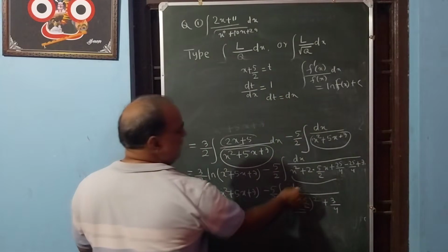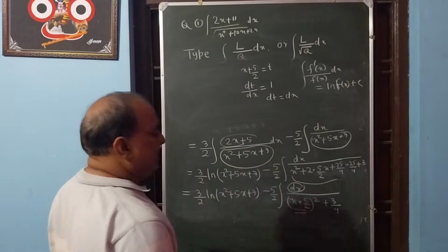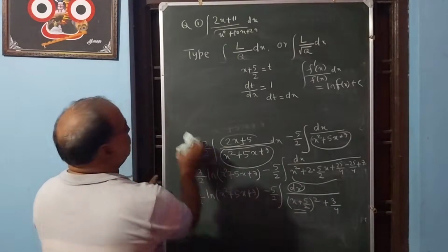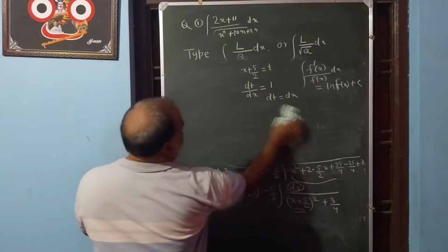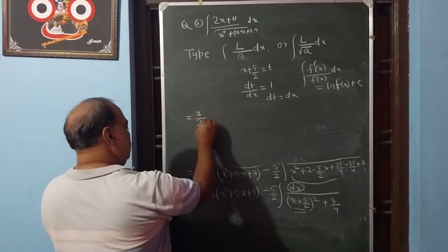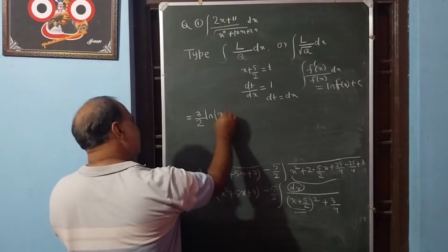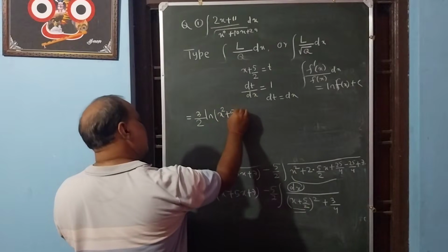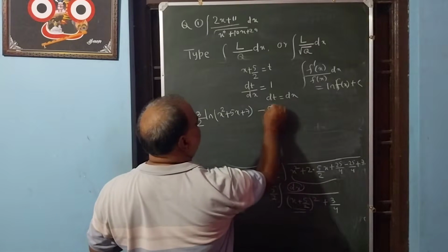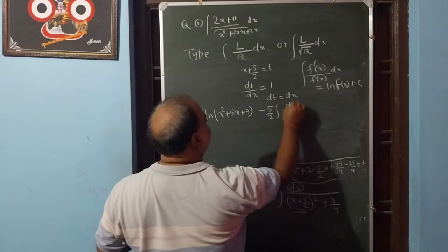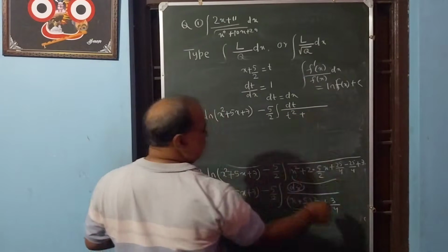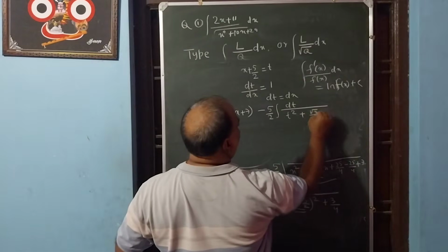So now in place of dx we have to put dt. In place of x plus 5 by 2 we have to put t. So it becomes 3 by 2 ln x square plus 5x plus 7, here minus 5 by 2 integral of dt upon t square plus root 3 by 2 whole square.